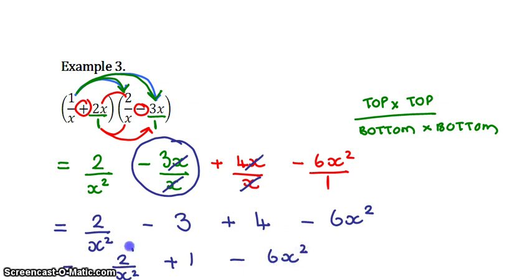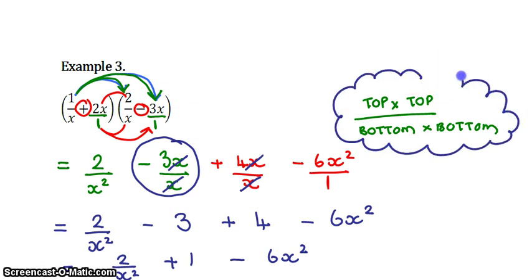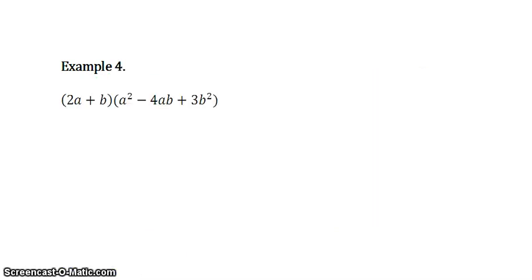Just note that these 2 over x squareds and this minus 6x squared are not like terms, because in this case your x squared is at the bottom, and in this case your x squared at the top. So that is my answer. So in an exam, don't be intimidated by fractions. They really are quite easy, as long as you remember when you multiply fractions, you multiply top times top and bottom times bottom. Right, let's go on to the next one.